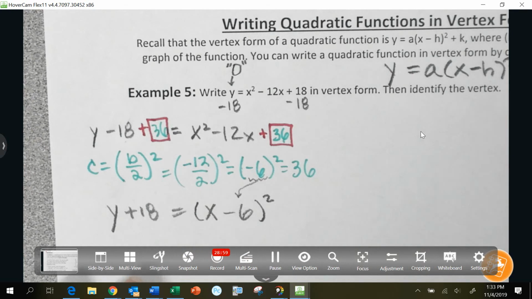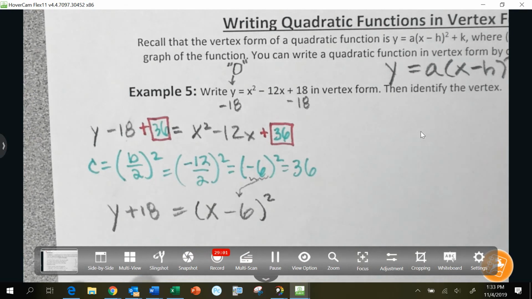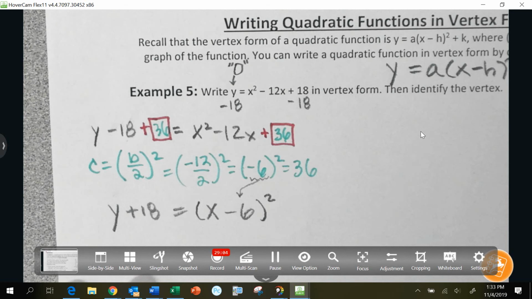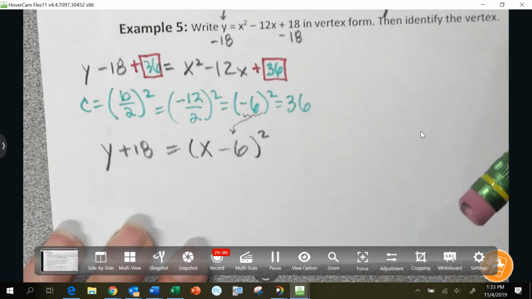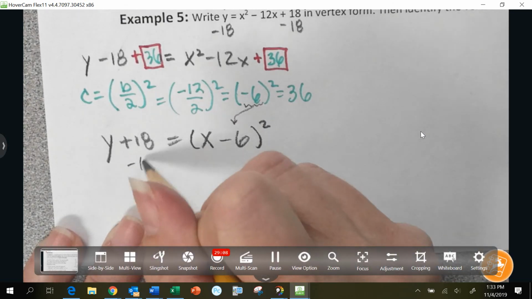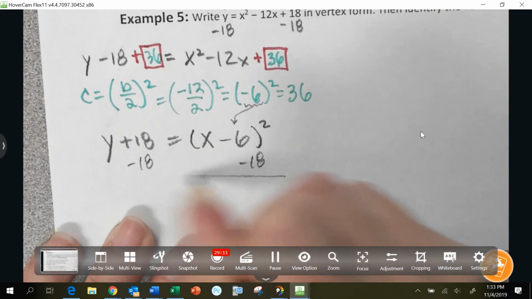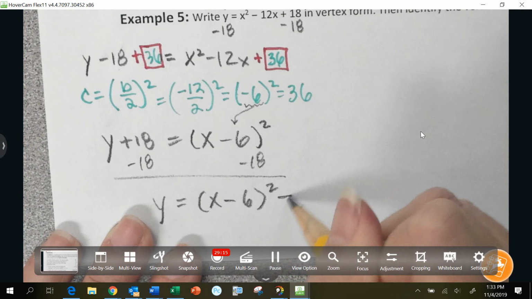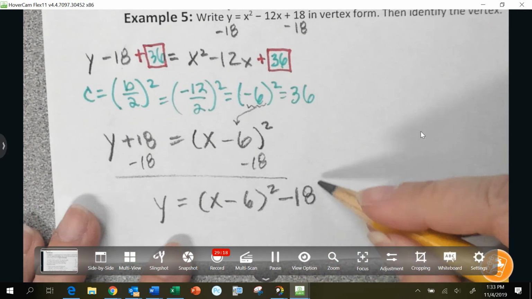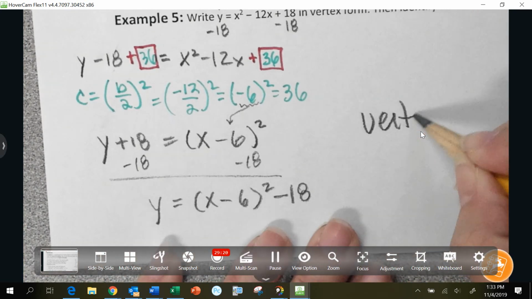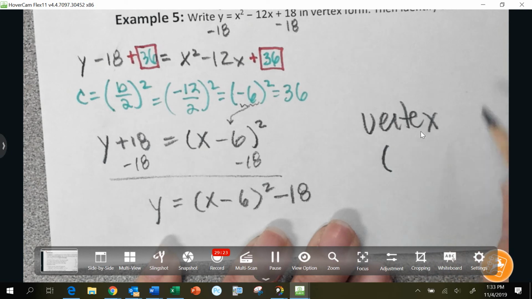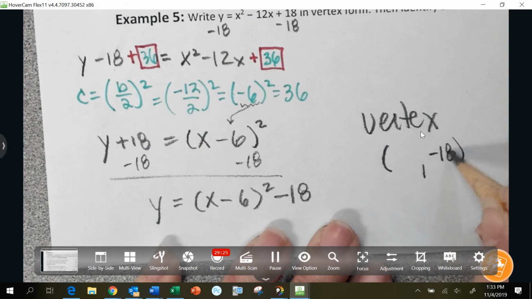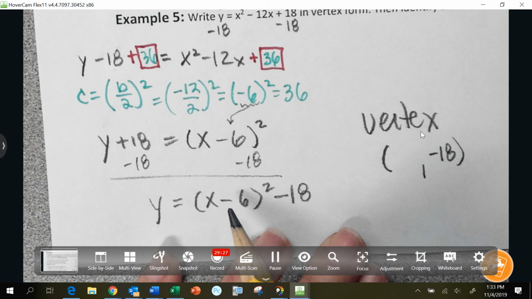Okay. Now this has to be in vertex form. So we're not actually solving. We just have to have it so y is by itself. So we just move the 18 over there. Okay, now I'm done. What is our vertex? Negative 6, negative 8. No. Wait, actually. What is our vertex? What do we know about it if it's in the parentheses? Oh, positive 6. It has to be opposite. So positive 6, negative 18.